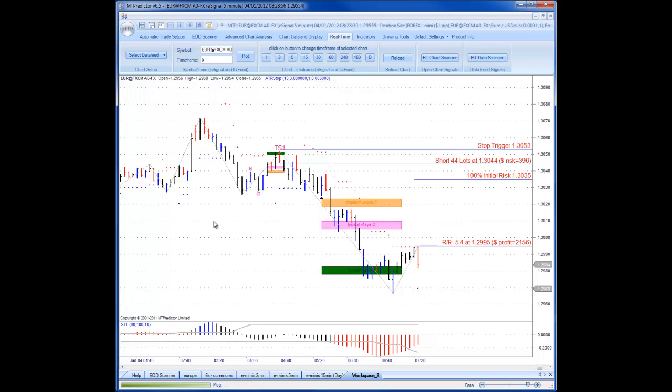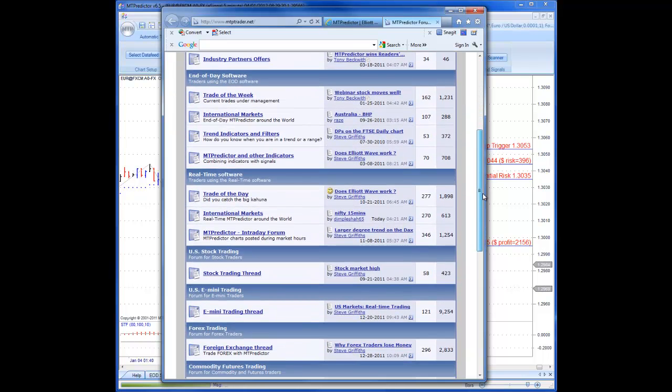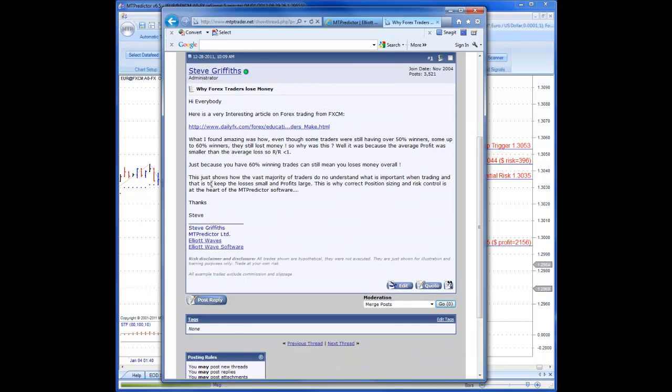Now this was a very good result because I read an interesting article the other day from the FXCM traders. In fact, if I now bring our forum into view, I just want to show you this on the forum. If I come down to the forum, I've got a link here, why Forex traders lose money. There's a very interesting article here from FXCM.